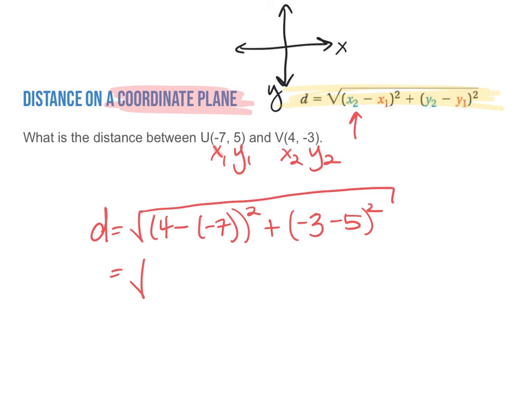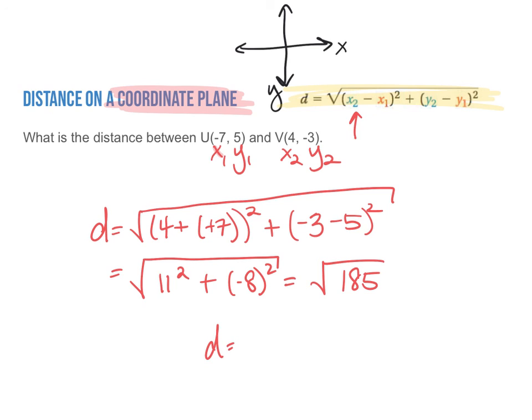Okay, so 4 minus -7. Again, when I'm subtracting a negative, it becomes a positive. So that's 11 squared. -3 minus 5 would be -8 squared. And so 11 squared plus -8 squared is 185. So in order to find the distance, I need to take the square root of 185. And again, let's round to the nearest tenth, so 1 decimal point, I get 13.6. So the distance between those two would be 13.6 units.